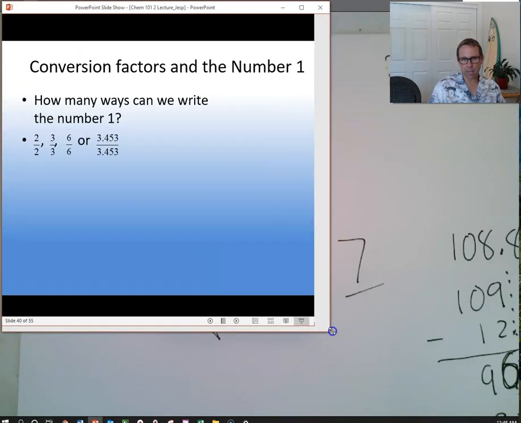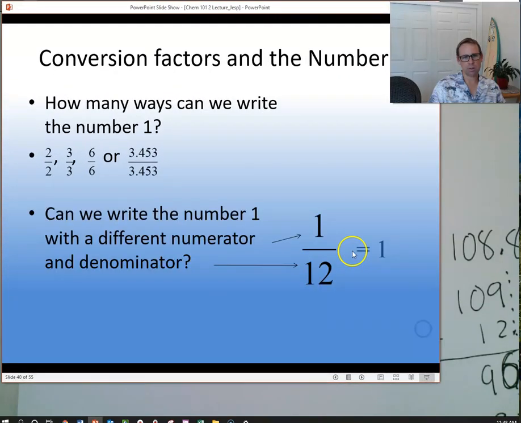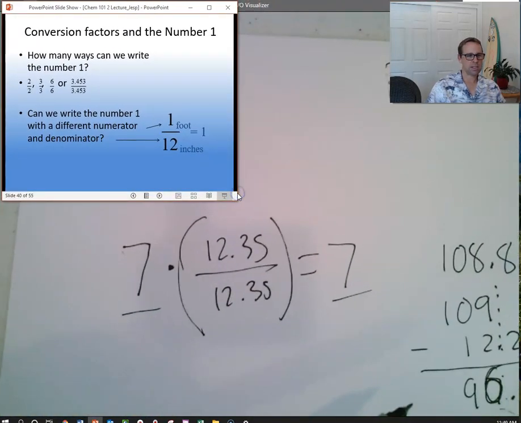Now, because chemists know that, they use this tool here. They use the number 1 over 12 to be equal to 1. Is that true? Can 1 over 12 equal 1? No. No, it doesn't look like it, does it? But what if we say 1 foot over 12 inches? Are those the same? Yes. Yeah, those are the same, aren't they?